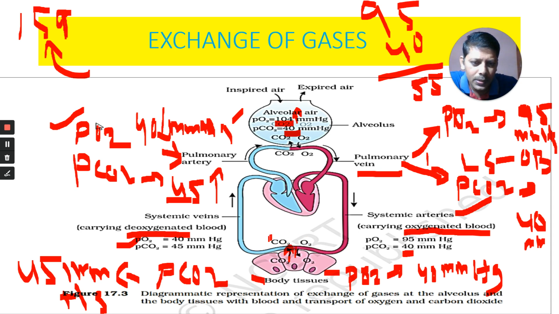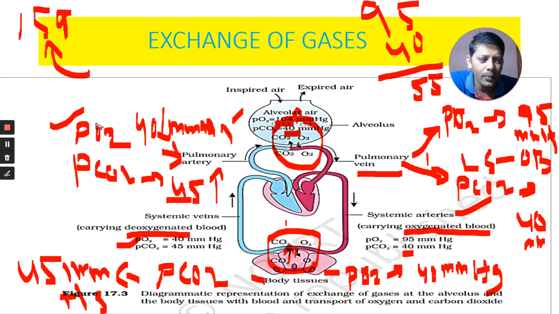Okay, this exchange is called, as I told you in the previous part also, internal respiration: exchange of gases between blood and tissue. This exchange is called internal respiration. Okay, this is the pulmonary exchange of gases at the lungs. This is the systemic gas exchange.